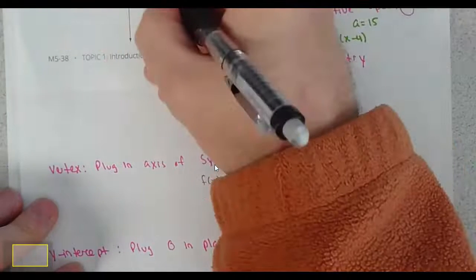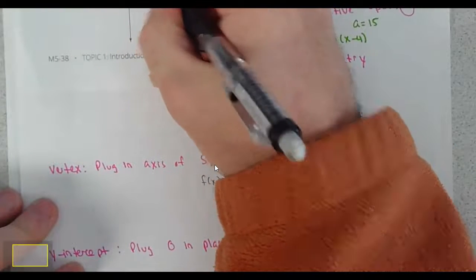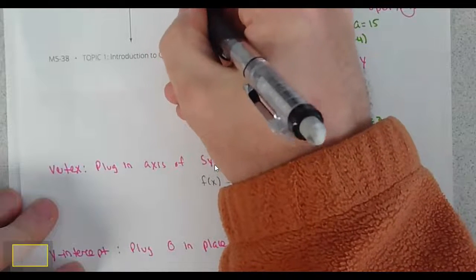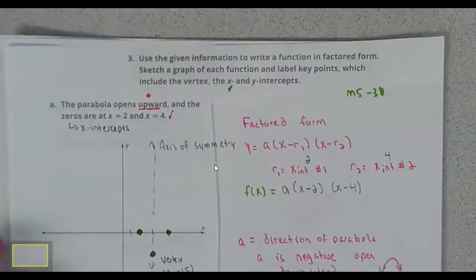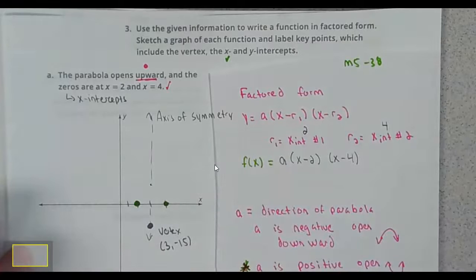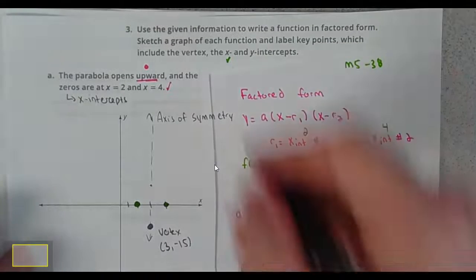So what I'm going to do is just plot a point, and I'm going to call this my vertex, which is (3, negative 15). So I plotted my vertex at (3, negative 15). Okay, alright. So I know my vertex now.